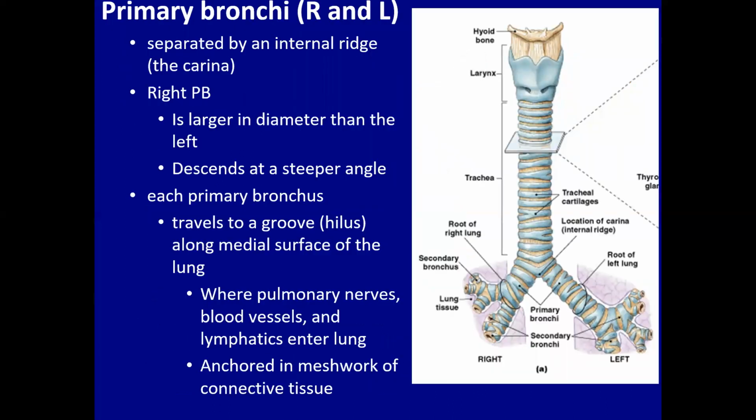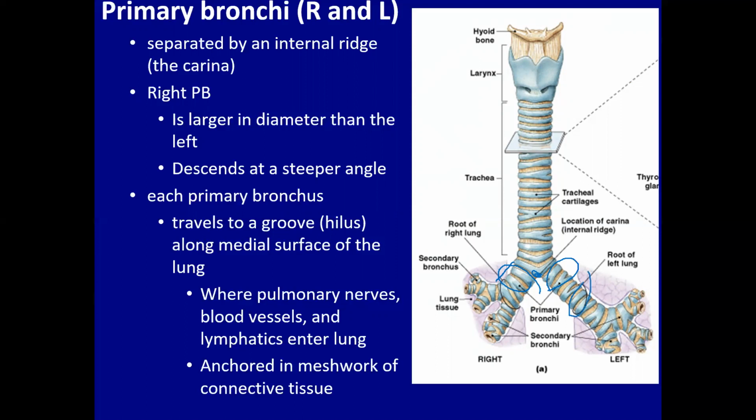All right. So your trachea is going to divide at the carina, which is this point right here, into your right and left primary bronchi, right? Or your right bronchus and your left bronchus. The right primary bronchus is larger in diameter than the left one, and it's going to descend at a steeper angle, and you can see that right here. Each one of them, regardless of which one it is, travels to a groove along the medial surface of the lung. So it's going to enter the lung at this area that is called the hilus.